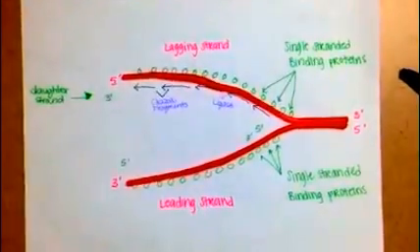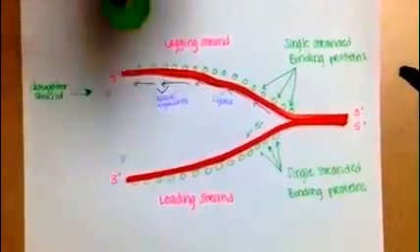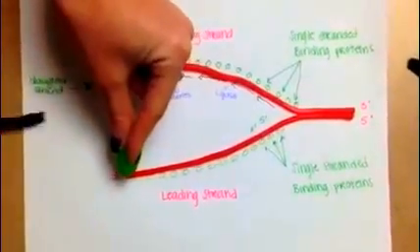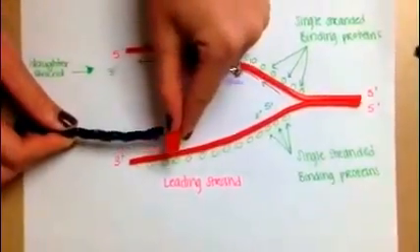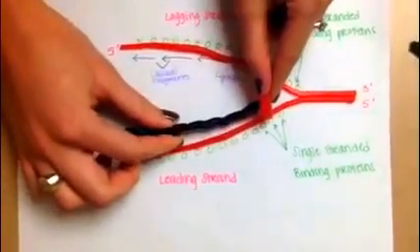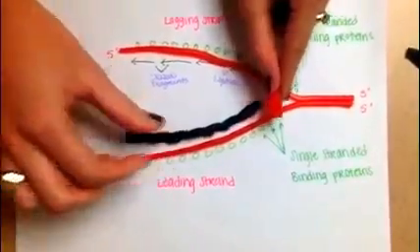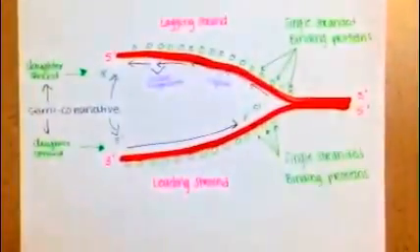To start the synthesis of the leading strand, a primer is laid down to start the pairing of the matching nucleotides. Then, the primer is replaced by DNA polymerase, which finishes the synthesis, forming a daughter strand. Now, DNA synthesis is complete.